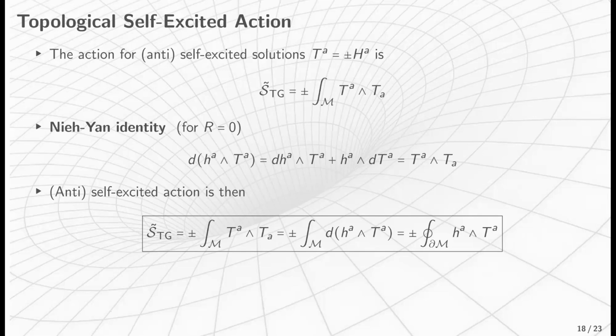So that means that what you can do, and this is called the Nieh-Yan term, is related to something what people call axial torsion. So if you have such solutions in teleparallel gravity, which satisfy this condition of self-excitement or anti-self-excitement, you can show that the teleparallel gravity action is reduced to a Nieh-Yan term. By this Nieh-Yan identity, you can show that this is actually the divergence of the axial torsion. You can just apply Stokes' theorem and show that the value of this axial torsion at infinity gives you the value of the action.